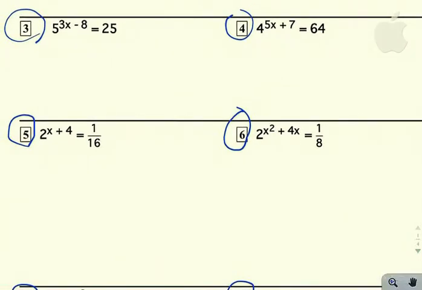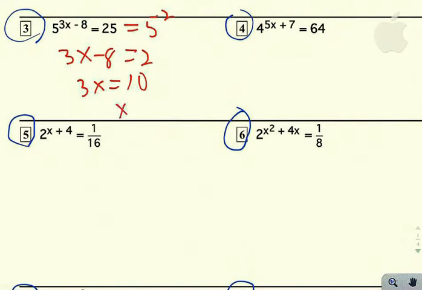Well, to solve these equations, we need equal bases. So 3x minus 8 here will equal 2. 3x is 10, so x is 10/3.